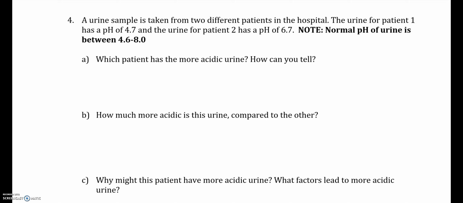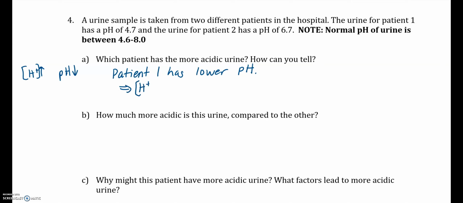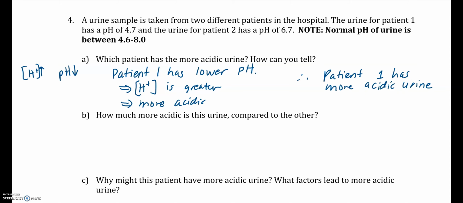Part A says, which patient has the more acidic urine and how can you tell? In the last question, we identified that if H plus concentration goes up, then our pH goes down. In this case, we have patient 1 who has a lower pH. That means that their H plus concentration is greater. Therefore, if the hydrogen ion concentration is greater, their urine is more acidic. Therefore, patient 1 has more acidic urine.